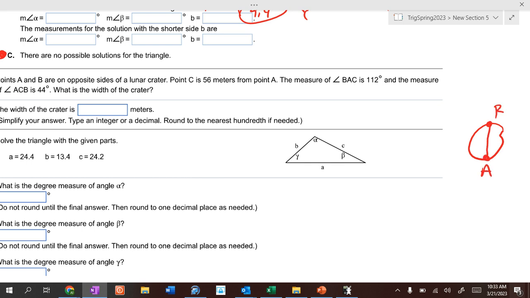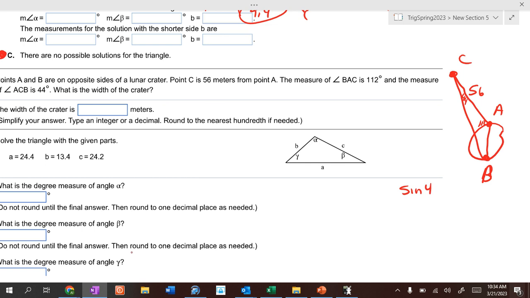A, B, C. Don't make fun of Oliver. It sounded like it. All right, point C is 56 away from A. BAC, oops. A, B is down here, A is here. There we go. BAC is 112. That angle up there is 112. ACB is 44. Okay, that's what we know.